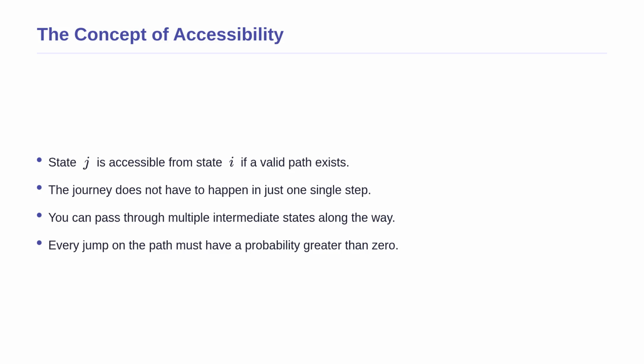This visual map we just saw leads us to an important concept called accessibility. Imagine driving in a city filled with one-way streets. You might easily drive from your house to the grocery store, but because of the one-way roads, you might not be able to take the exact same route back. In our Markov chain, we say that a destination state is accessible from a starting state if there is at least one valid path of arrows connecting them. It does not have to happen in just one jump. You can pass through multiple intermediate states. As long as every jump has a probability greater than 0, you can eventually reach that destination.